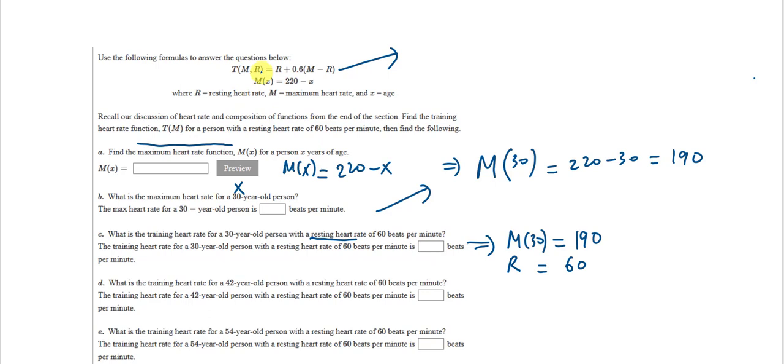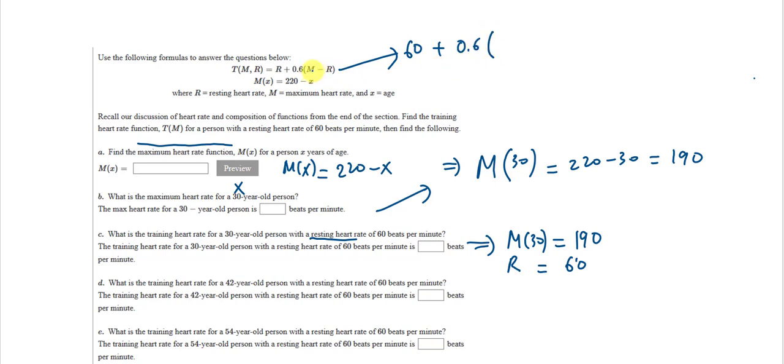The training heart rate depends on two things: the resting heart rate and the maximum heart rate. So we already have the formula, so just use that. That equals r, in this case 60, plus 0.6.